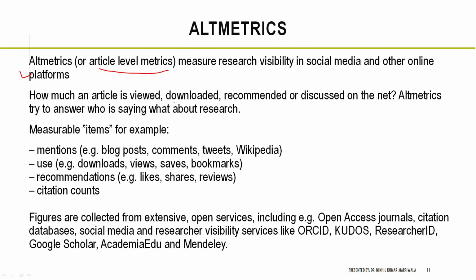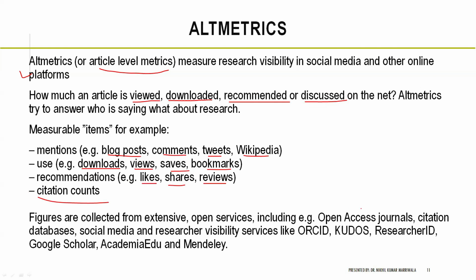So how much an article is viewed? Yes, this chart is also there these days. Downloaded, recommended, or discussed on the internet, right? So altmetrics basically tries to answer this particular phenomenon. Measurable items are blog posts, comments, tweets, even Wikipedia is taken into consideration. What is the use of this? Downloading, viewing, saving, bookmarks are all taken into account when this chart is prepared. Recommendations, like you recommend an article, you like it, you share it, you review it, or even the citation counts are taken into consideration.